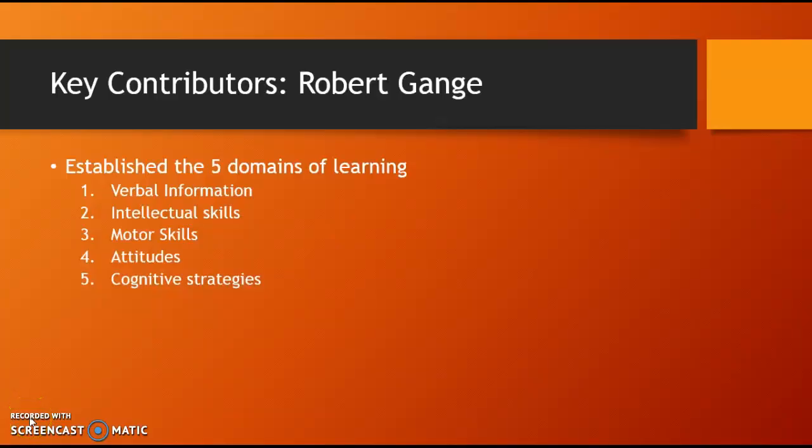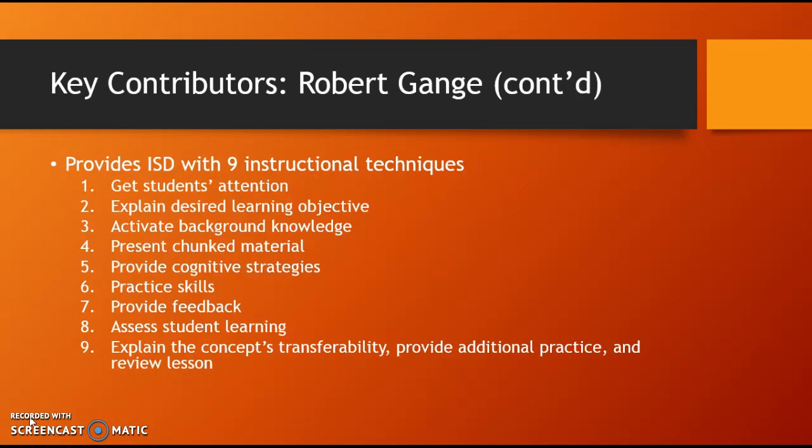Our first key contributor is Robert Gange. Robert Gange is accredited with including the 5 domains of learning by which we can categorize our learning objectives. If you consider the last domain of learning, cognitive strategies, we can begin to predict how this is grounded into the cognitivism theory. When we ask students to think about how they are thinking, we begin to consider cognitivism. This strategy also provides guidance and furthers the learning process.